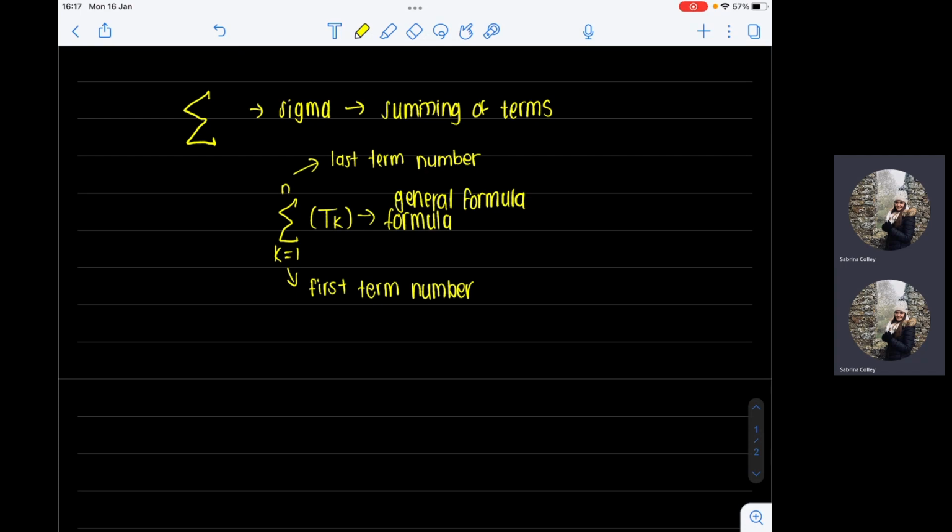Okay, feel free to obviously pause along the way if there's something that you don't understand. So let's do this with an example, because hopefully it will be understood a little bit more.